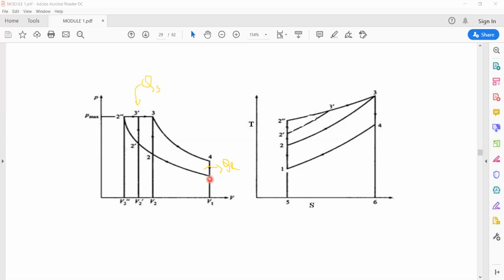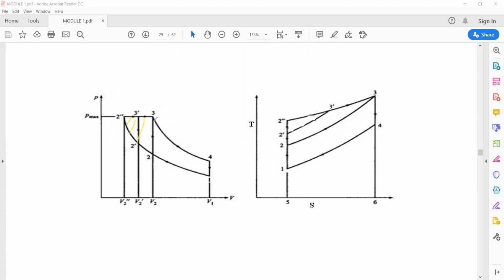Now, as I told you, on the PV coordinates, the area under the PV diagram, the area under the cycle, will decide the work transfer. In turn, the net work decides the efficiency. That means the efficiency of the cycle depends on net work output. Okay, now in comparison with these three cycles, which one has maximum area?